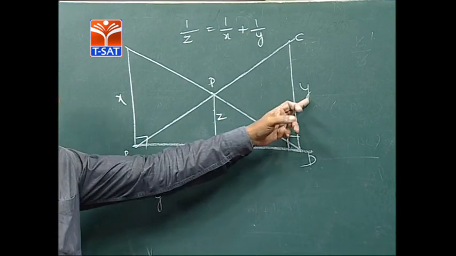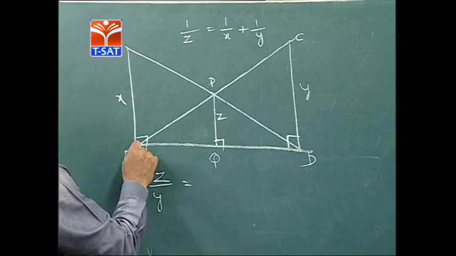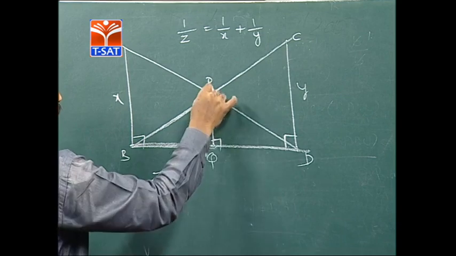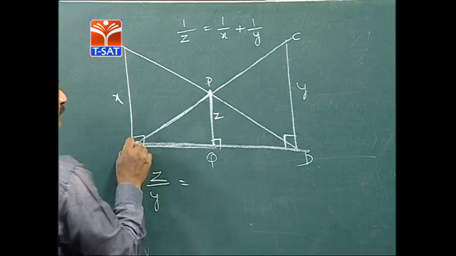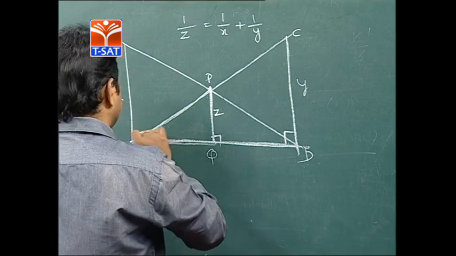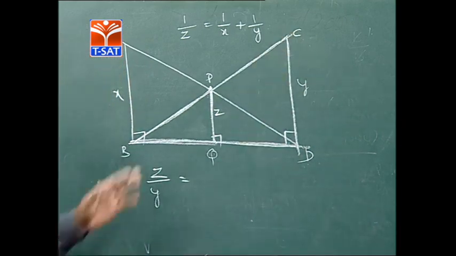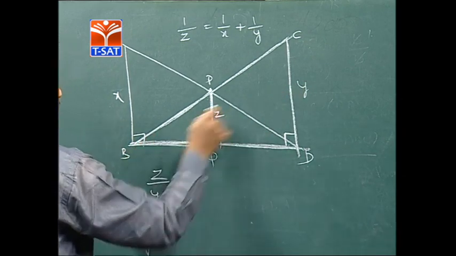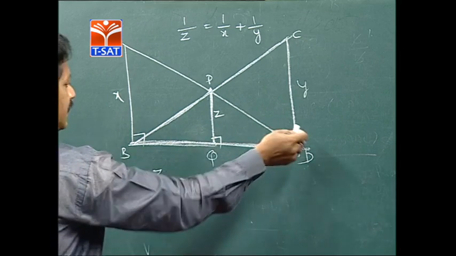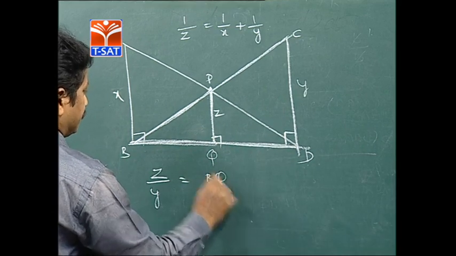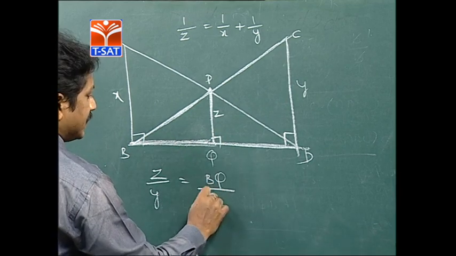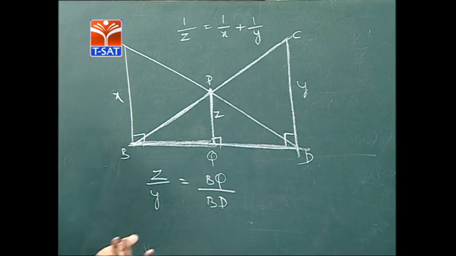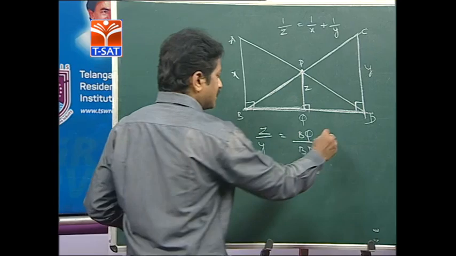So we can say simply, for example, this Z by Y I am taking. When you consider triangle BQP, this triangle, when you consider the whole triangle, then these two triangles are similar. So when they are similar, these are the corresponding sides. So now you can say simply BQ by BD is equal to Z by Y, correct? Because they are corresponding, they are in proportion. Say equation 1.